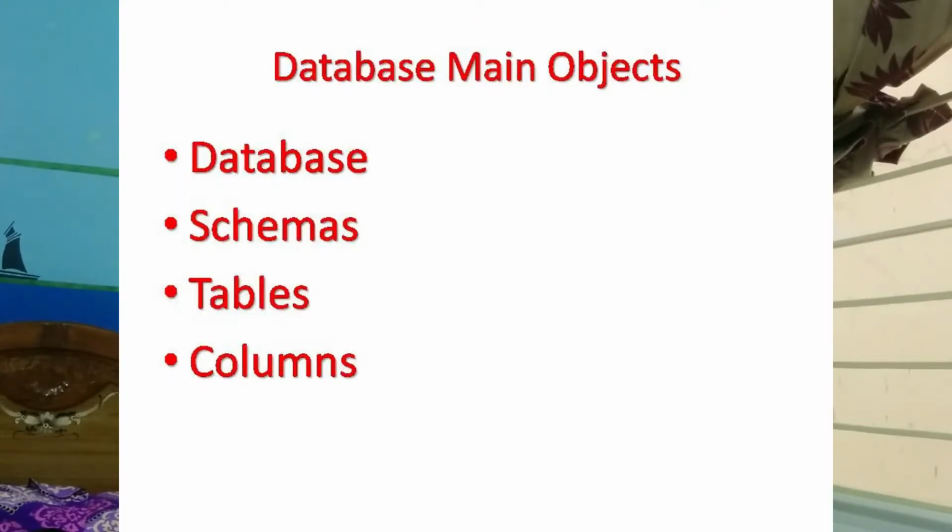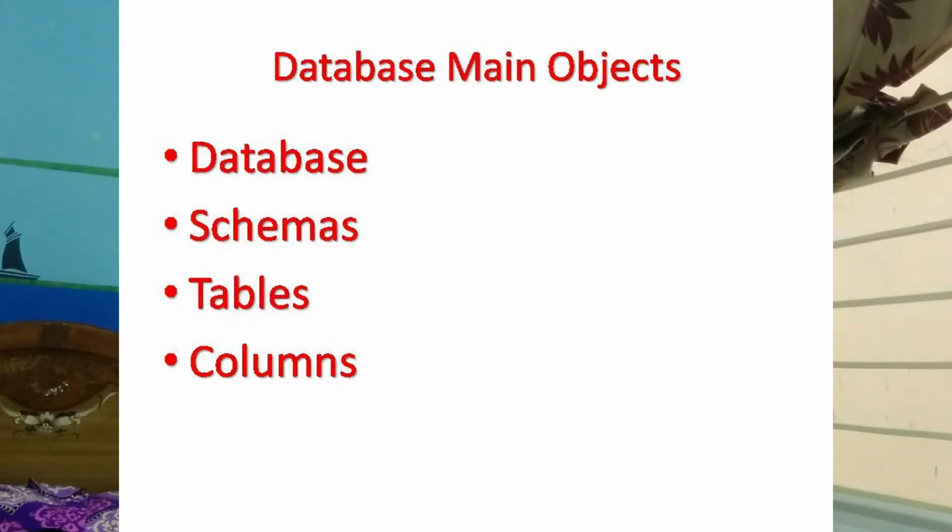So this is one part, and another part is the database. What is a database? A database stores the data. A few databases are Oracle and DB2. Coming to the database main objects, there are four things: database, schemas, tables, and columns.